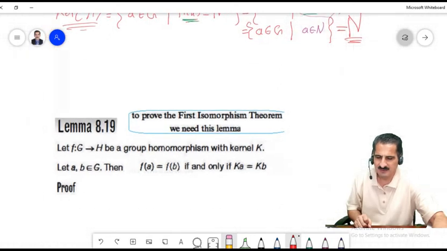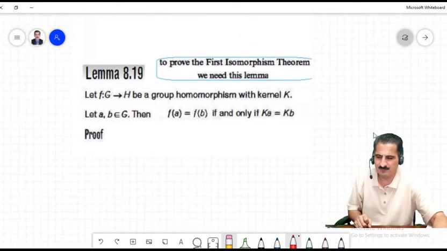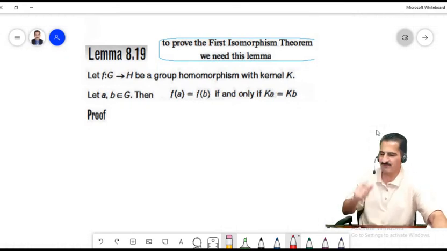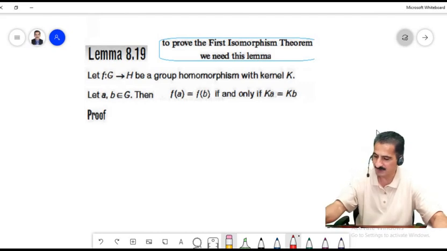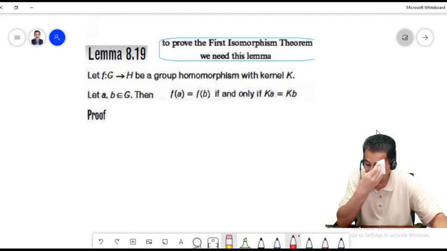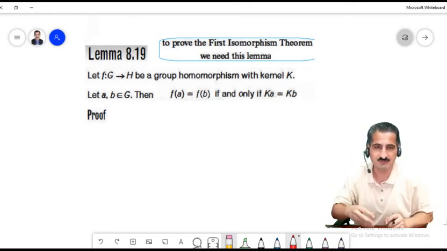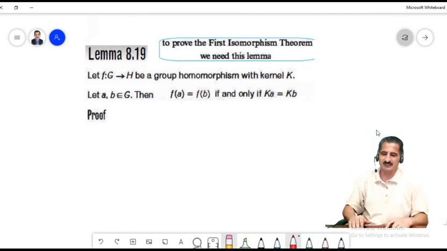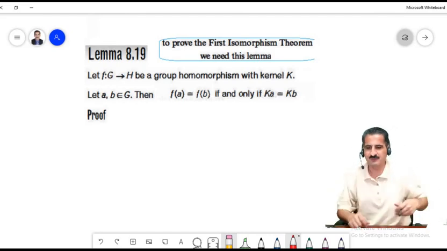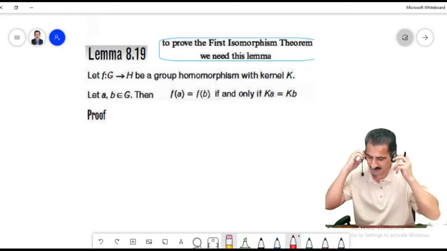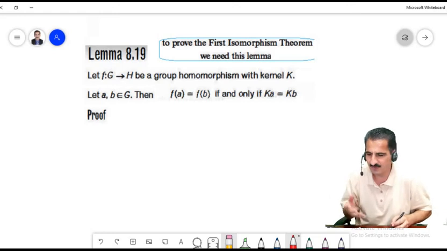Okay, one more thing to prove the first isomorphism theorem. We have a very fundamental and important theorem in abstract algebra, which is called the first isomorphism theorem. And there is a second isomorphism and a third isomorphism theorem. What we will see today is the first isomorphism theorem and the second isomorphism theorem. And to prove the first isomorphism theorem, we need this lemma. And this lemma is interesting.